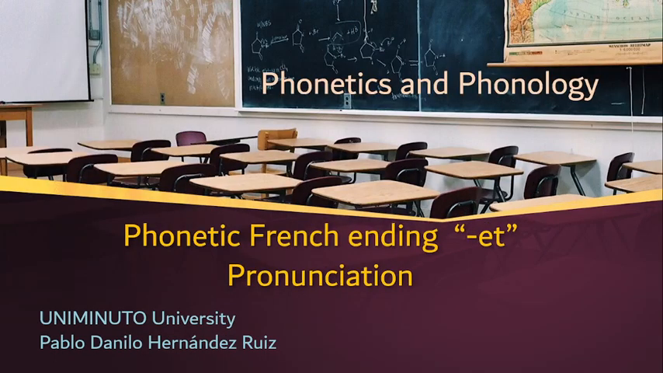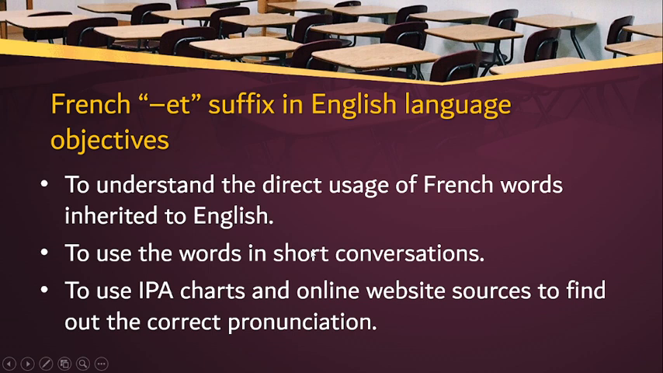Okay, the first thing we're going to check are the objectives of the class. The objectives are to understand the direct usage of French words inherited to English. The second objective is to use the words in short conversations, and the third is to use the IPA or International Phonetic Alphabet charts and online website sources to find out the correct pronunciation, right?